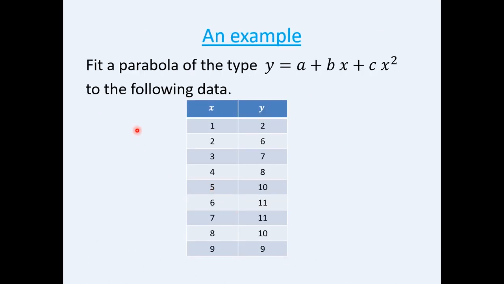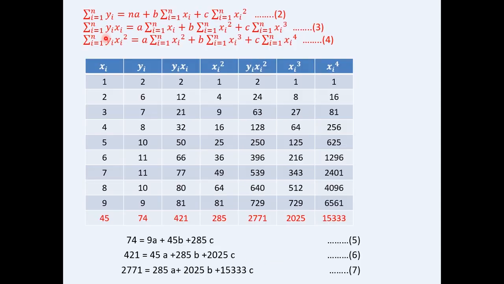To make it clear, consider an example. Fit a parabola of the type y is equal to a plus bx plus cx square to the following data. This is our xy data. These are our normal equations. The last row in this table shows the required sum values. Substituting these values in the normal equations, we get the equations for our data.